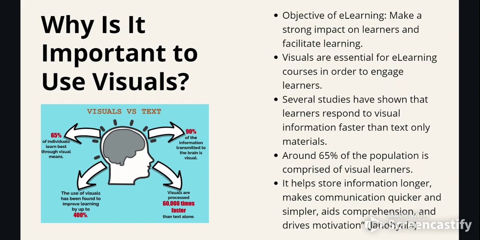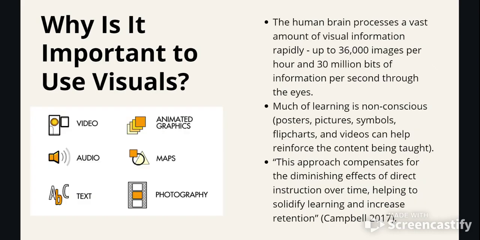I've incorporated a graphic on the side that has some facts about visual learning. So 65% of individuals learn best through visual means. The use of visuals has been found to improve learning by up to 400%. 90% of the information transmitted to the brain is visual, and visuals are processed 60,000 times faster than text alone. The human brain also processes a vast amount of visual information rapidly, so up to 36,000 images per hour and 30 million bits of information per second through the eyes.